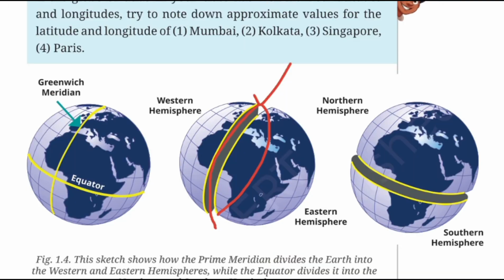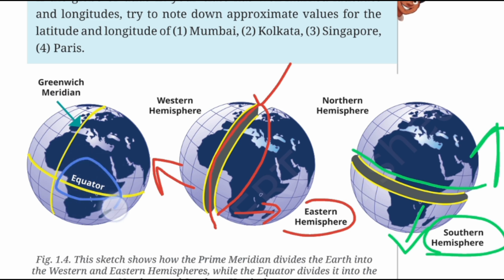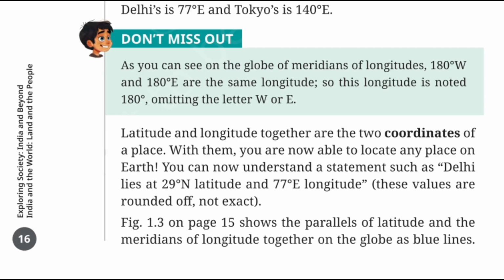So that divides the earth into the eastern hemisphere, that means on the eastern side of the prime meridian, and the western hemisphere, that means on the western side. Similarly, the equator also divides the earth into two, the northern hemisphere on the northern side and the southern hemisphere on the southern side. So we studied what is meant by equator and what is meant by Greenwich meridian. Greenwich meridian is also known as prime meridian, 0 degree meridian. Till now we studied about latitude and longitude. These together are the two coordinates of the place.